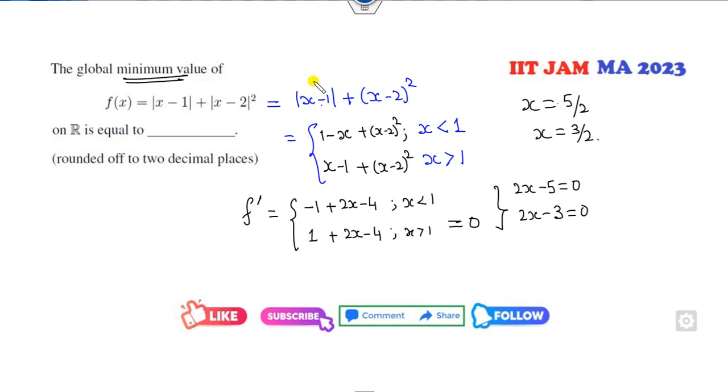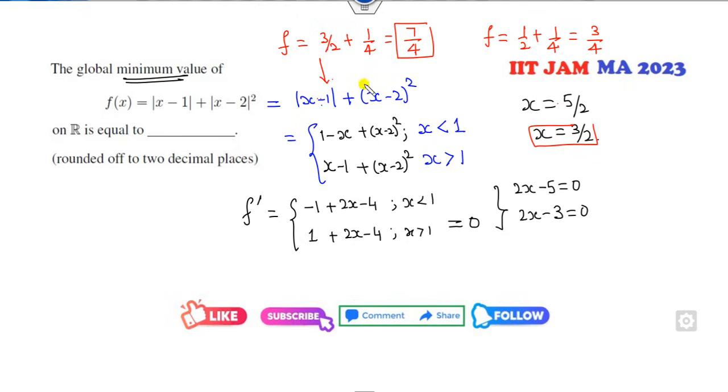So I can substitute this value here. What is my f? 5 over 2 minus 1 is 3 over 2, 5 over 2 minus 2 is 1 over 4. So it is 6 plus 7 over 4. When x is 3 by 2, it's 1 over 2 plus 1 over 4. So it is 3 over 4. Your target is to find the minimum. So the minimum is 3 over 4, the right answer of this problem. That is 0.75.